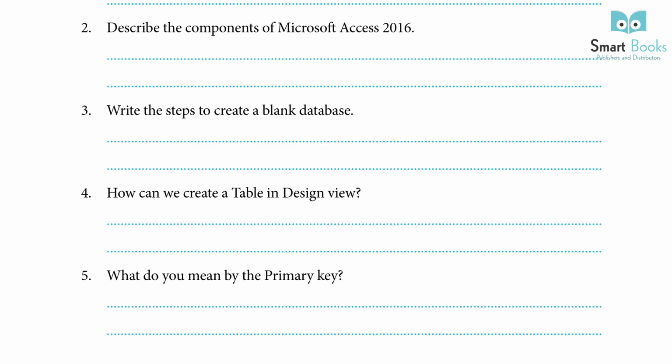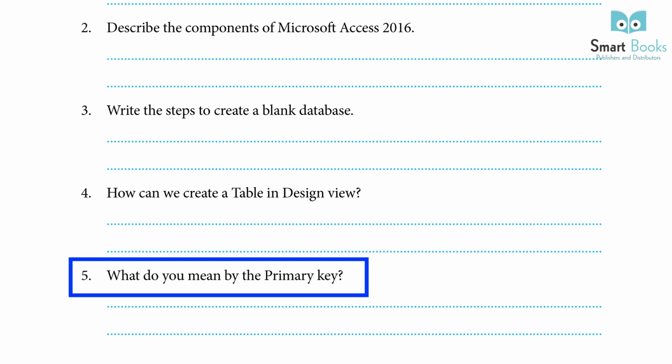5. What do you mean by the primary key? Answer: Primary key is a standard feature of every database management system, which is used to identify each record of a table uniquely. The field which is designated as the primary key of a table neither can have duplicate data nor can it be left blank while entering the data.